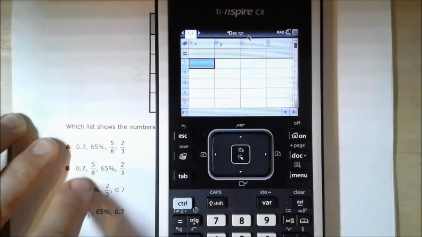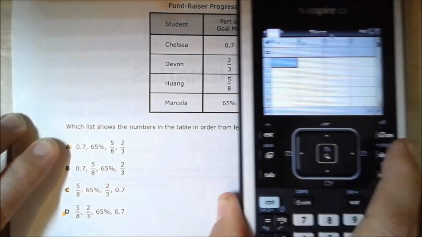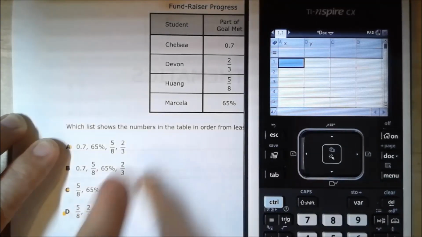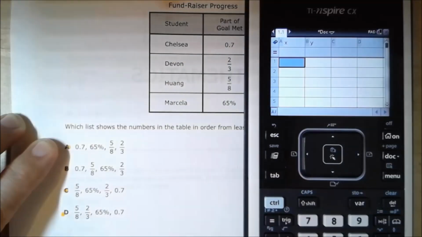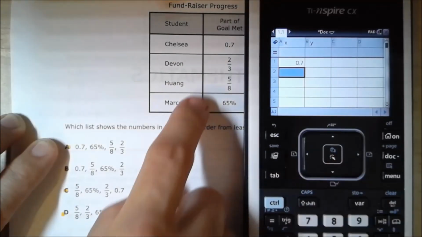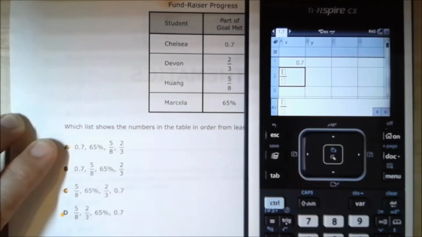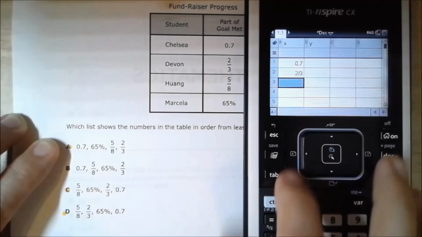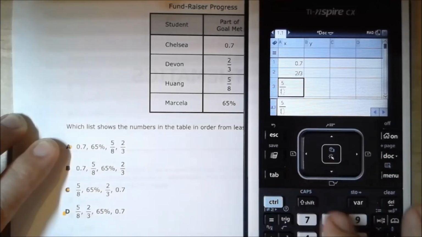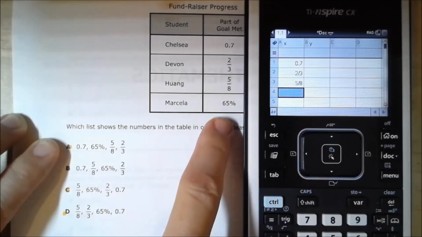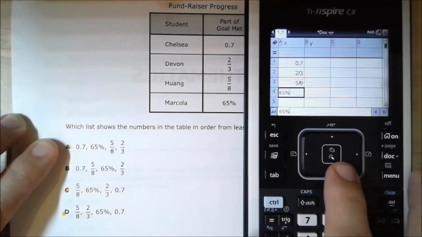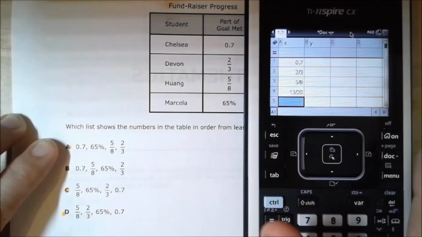Now it doesn't matter which option choice you choose, or you could have taken the number straight from the table right here. It doesn't really matter. It's going to order them for you either way. So I guess I'll take them from the table right here. So we have 0.7, we have 2/3, we have 5/8, and we have 65%. So 65, hit that question mark button and keep hitting it until it goes to the percent, hit enter.